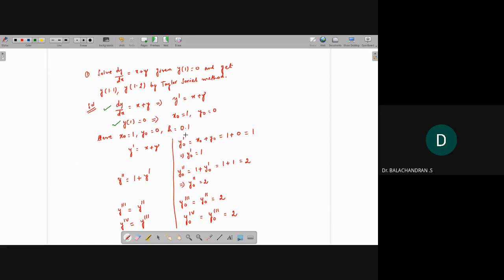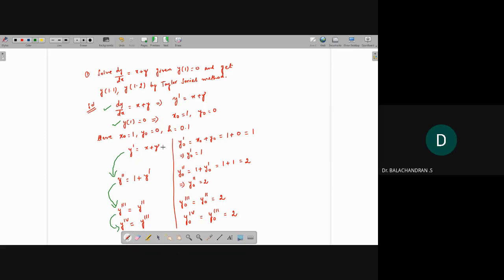Now, y dash is equal to x plus y. From this find y double dash. You should differentiate with respect to x, so y double dash is 1 plus y dash. If you differentiate again, y triple dash is equal to 0 plus y double dash. If you differentiate again, y fourth dash is equal to y triple dash. So I think you know how it behaves hereafter.